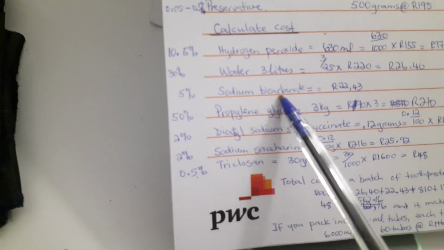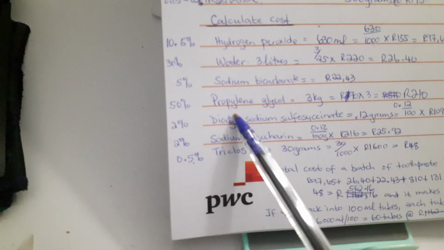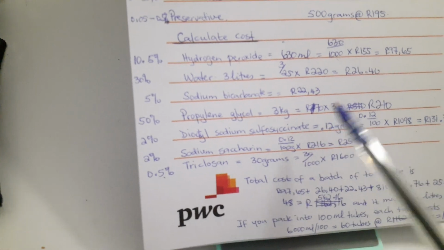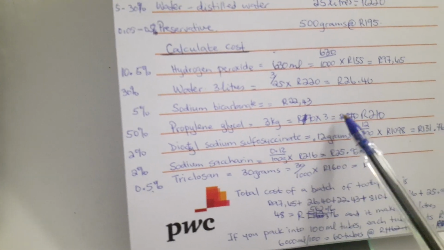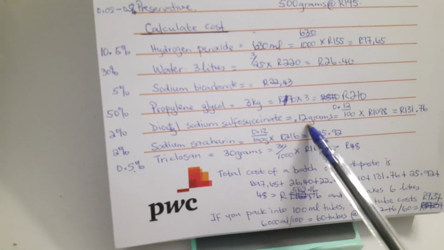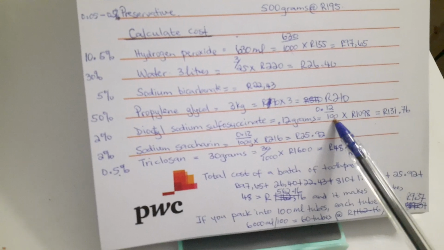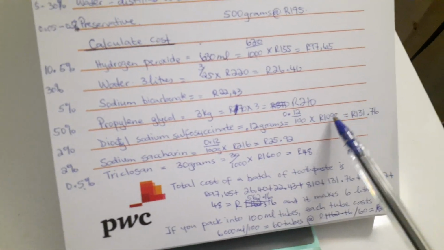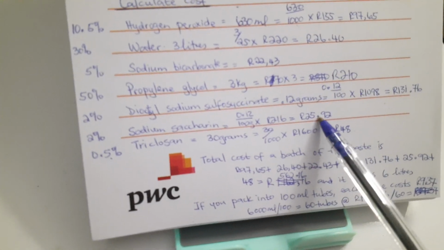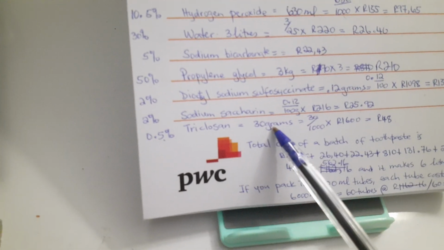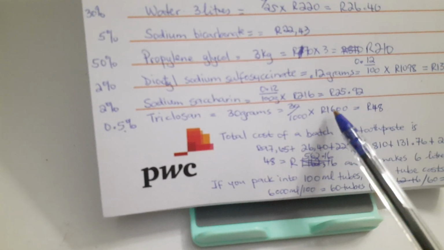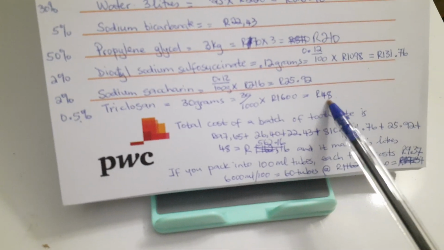Sodium bicarbonate is 2243. Propylene glycol, we use 3 kgs at 70 each, so 70 times 3 is 210. And dioctyl sodium sulfosuccinate, we'll use 0.12 grams. 0.12 over 100 grams multiplied by 1038 is 131. And sodium saccharin, that is for taste, it works out to 25 grams. And triclosan, not a lot of it, we use only 30 grams of it, which is 30 over 1000 multiplied by 1600. It gives us 48 rands.